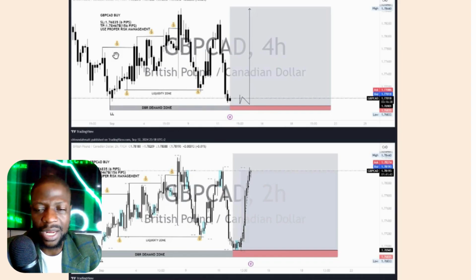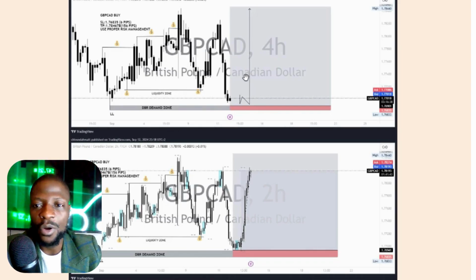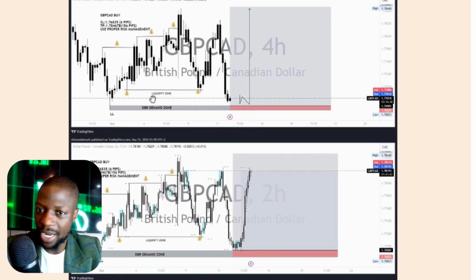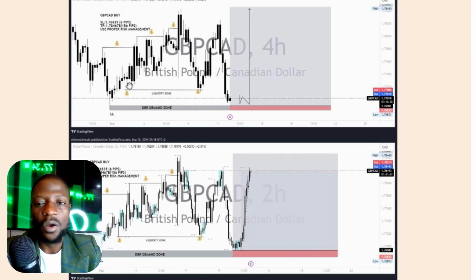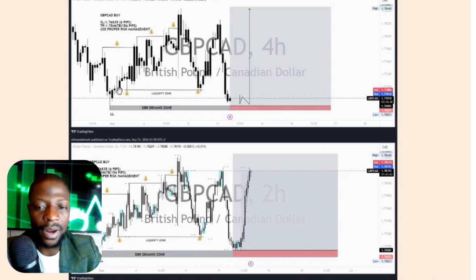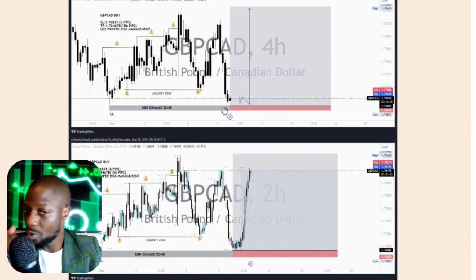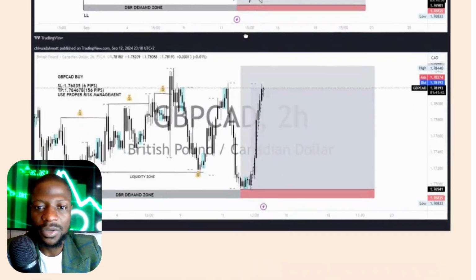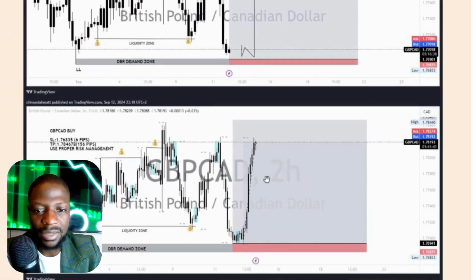So you can see that we had a very nice setup right here on GBP CAD, where we had a nice drop base rally, break of structure. We have a QML right here. Then you also have liquidity. Remember what I talked about? Liquidity. And what do you do after you spot this liquidity? You come here, you simply wait, and see what happened here.